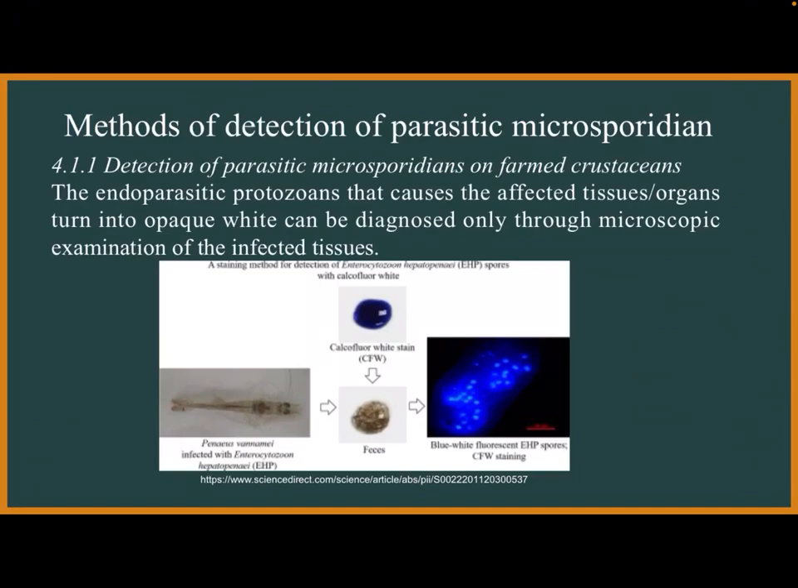Methods of detection of parasitic microsporidians on farmed crustaceans. The endoparasitic protozoans that cause the affected tissues or organs to turn opaque white can be diagnosed only through microscopic examination of the infected tissue. Thus, we're using a staining method for detection of EHP spores with calcofluor white, as can be seen in the image below from ScienceDirect.